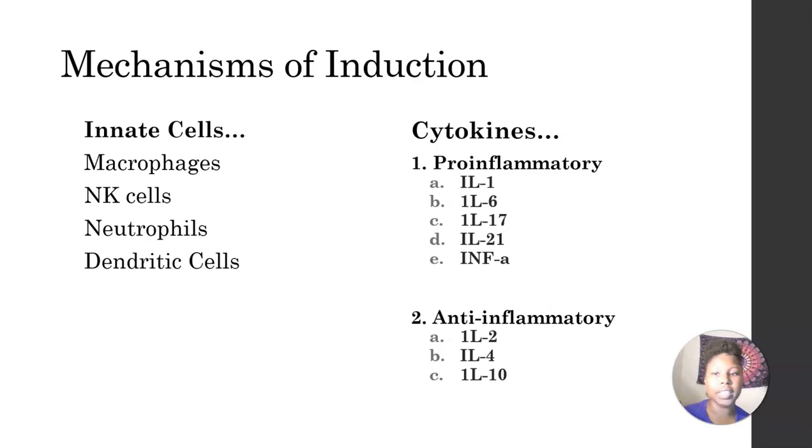Continuing on with the mechanisms of induction, the innate cells do play a role. Macrophages and natural killer cells work with the cytotoxic T cells to destroy beta cells. And then we have neutrophils that play a role in secreting cytokines and just ramping up that inflammation. And then dendritic cells do just what the B cells do, and they present these antigens to the T cells, and it just keeps going.